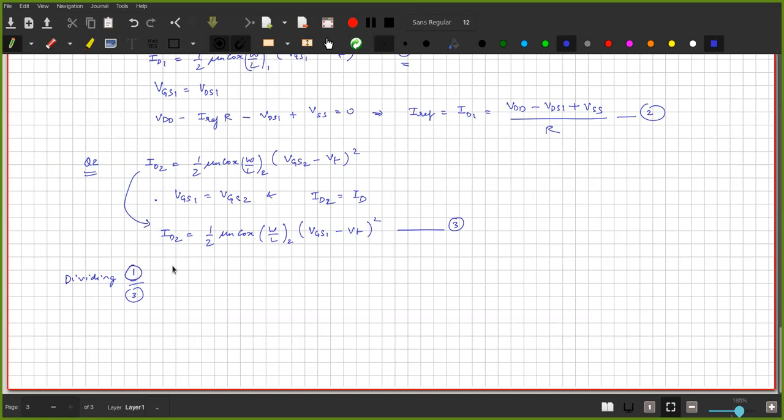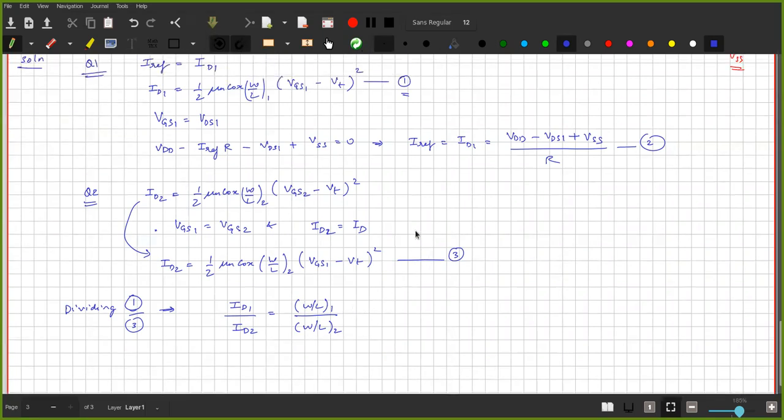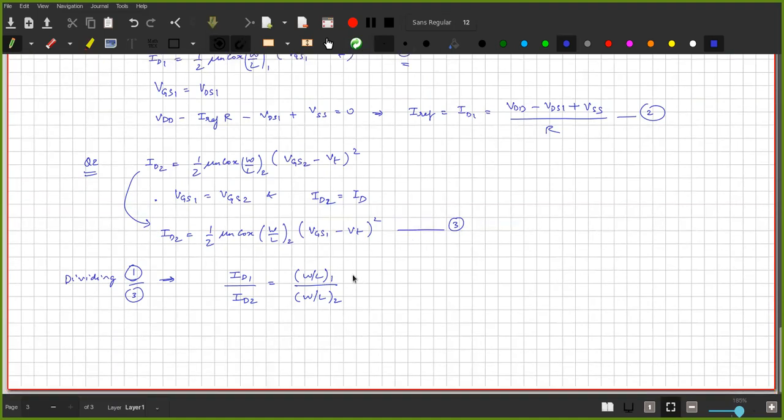1 divided by 3. Okay, so what I will do? I will get ID1 by ID2 is equal to W by L of 1 divided by W by L of 2 into VGS1 minus VT, VGS minus VT, all of that will get cancelled. This is what you're left out with. And this ID1, this ID2 is nothing but ID. Okay, so I'll write it as ID.